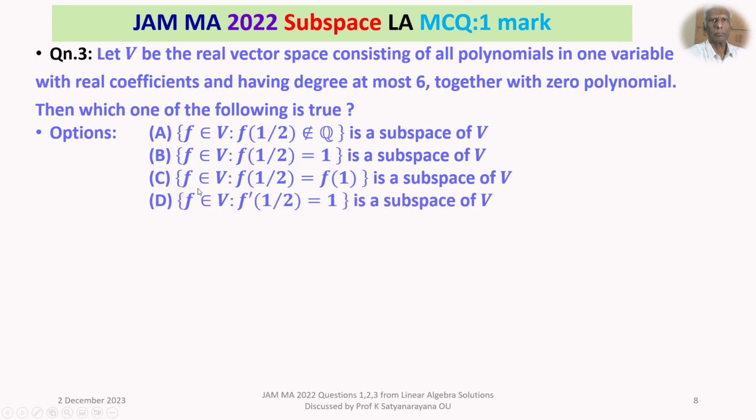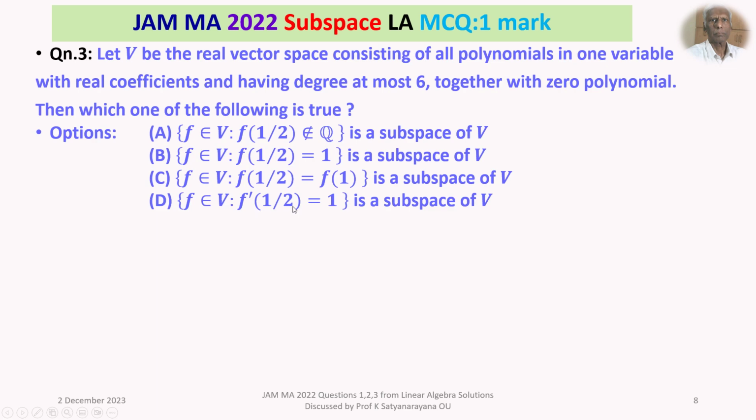D. All those polynomials of V whose derivative at 1 by 2 is 1. And note down that the derivative of a polynomial is again a polynomial. And if you take a polynomial of degree 6, its derivative is a polynomial of degree 5.